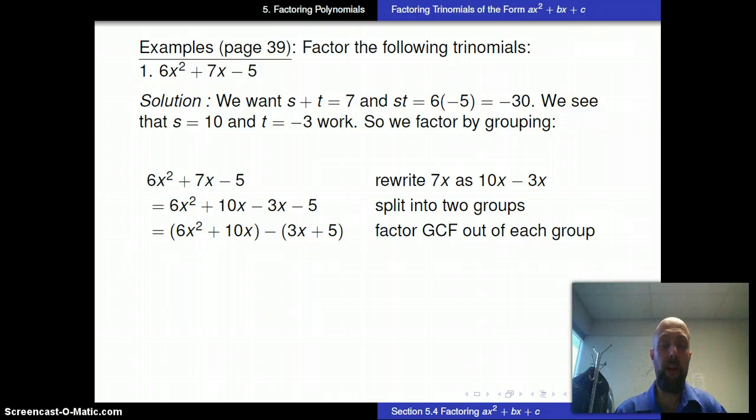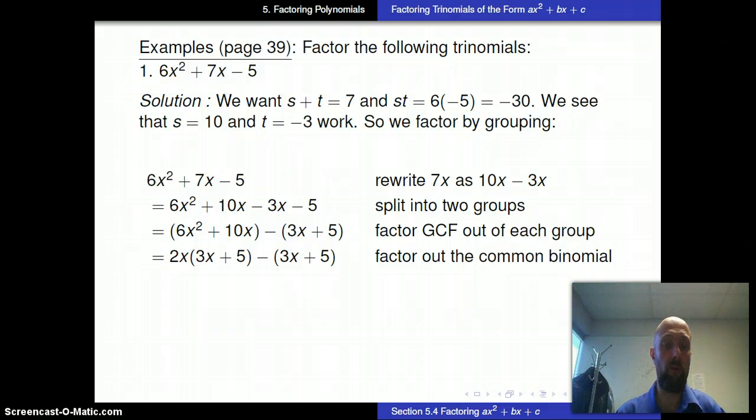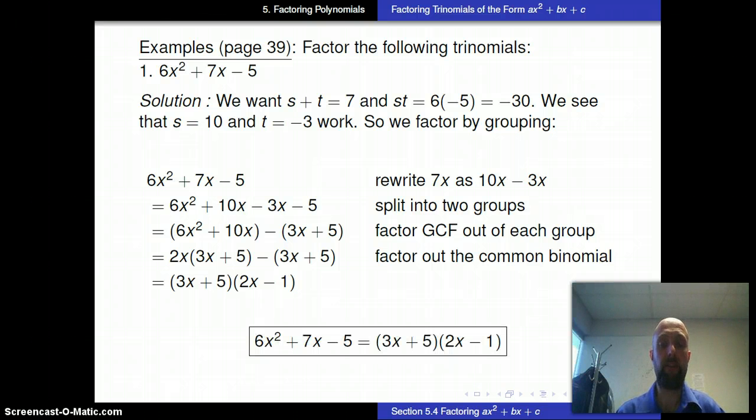Next, we factor out the greatest common factor of each group. For the first group, we have 6x squared and 10x. The greatest common factor is 2x. We factor out 2x, and we are left with 3x plus 5. For the second group, we have 3x and 5. The greatest common factor is 1, so we cannot factor out any terms. Finally, we factor out the common binomial 3x plus 5 and are left with 2x minus 1. Hence, we have the factorization. 6x squared plus 7x minus 5 is 3x plus 5 times 2x minus 1.